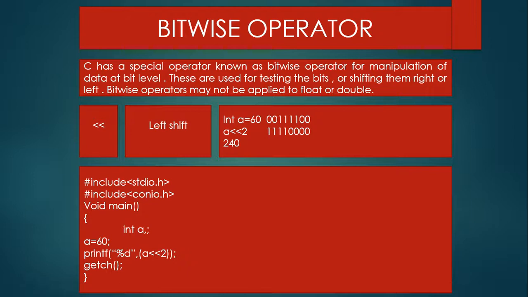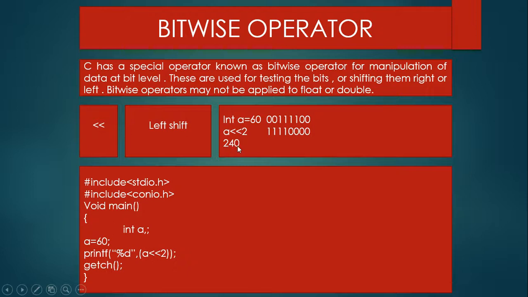Okay, in this PPT I am explaining the left shift operator. I am taking here the variable a with the value 60 assigned to it, and the binary format is 0 0 1 1 1 1 0 0. When we write a left shift 2, in this case this bitwise shift left 2 means this 1 comes to this position, and this 1 comes to this position, and the binary format is this: 1 1 1 1 0 0 0 0.